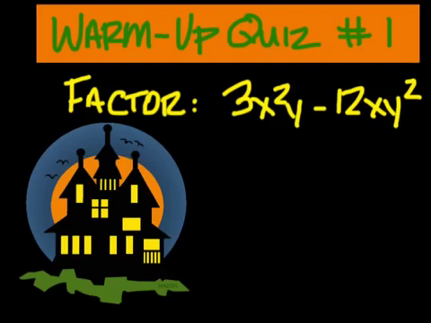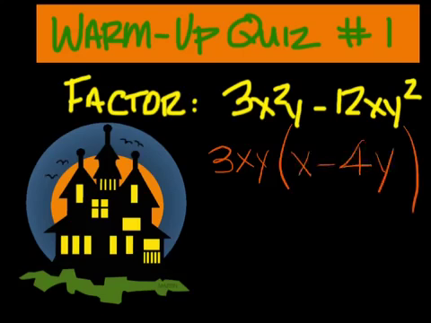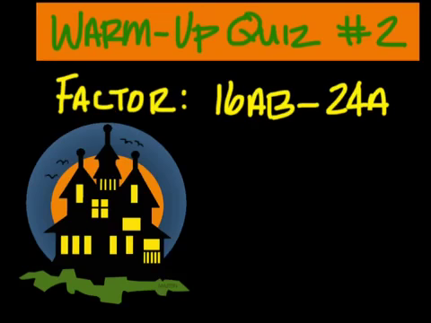Alright, the answer is that we can take out a 3, x, and a y from everything and be left with just an x minus 4y in the parentheses.